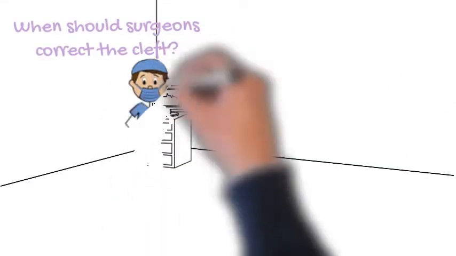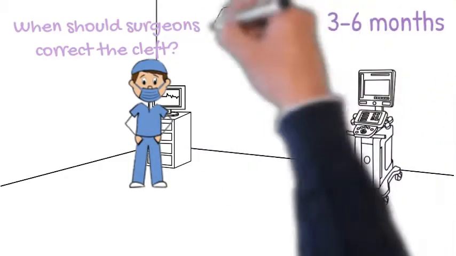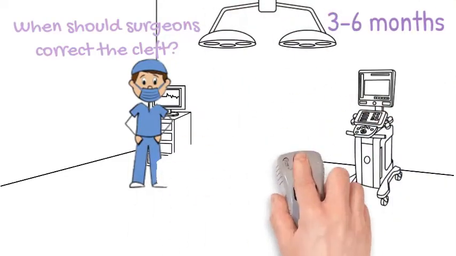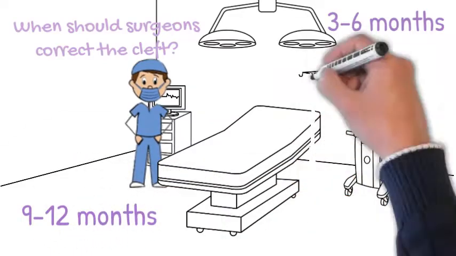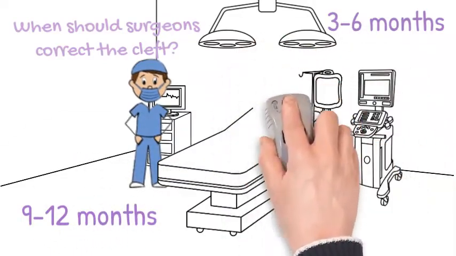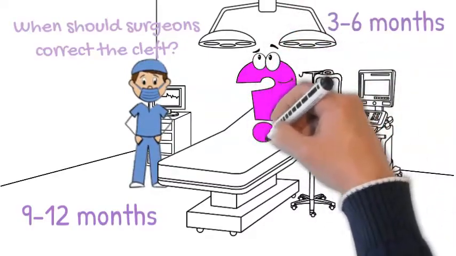Surgeons tend to intervene and correct cleft lip when the baby is 3 to 6 months old, while cleft palate is corrected when the baby is 9 to 12 months old. So, why does this anomaly affect the teeth if it's corrected this early on?